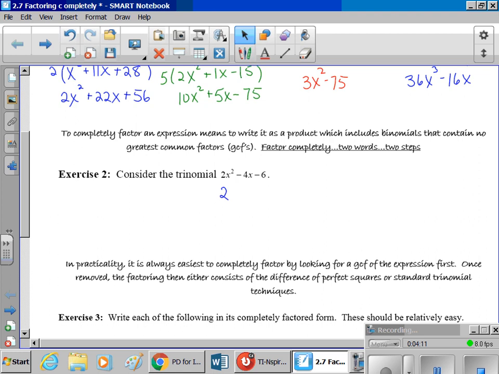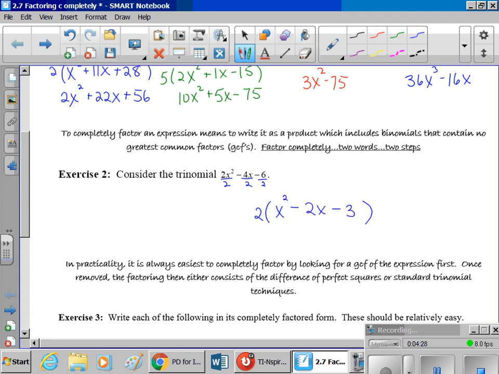So remember, when I factor out a 2, what that basically is telling me is I'm going to divide a 2 out of each of my terms. So when I'm done, I'm still going to end up with 3 terms. So I have x squared minus 2x minus 3. And if I wanted to give it a quick check, I would just distribute the 2 to come up with the 2x squared minus 4x minus 6, which is what I started with.